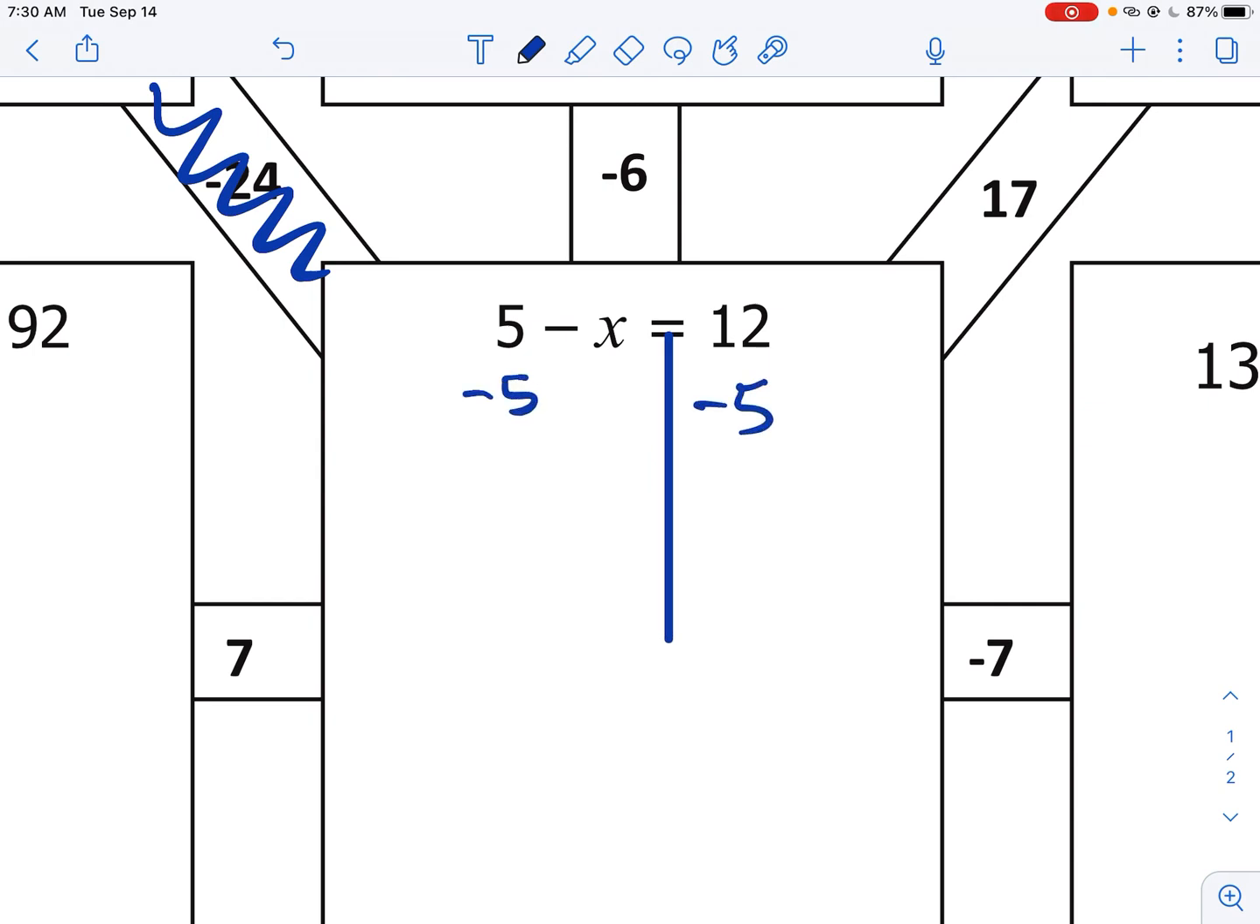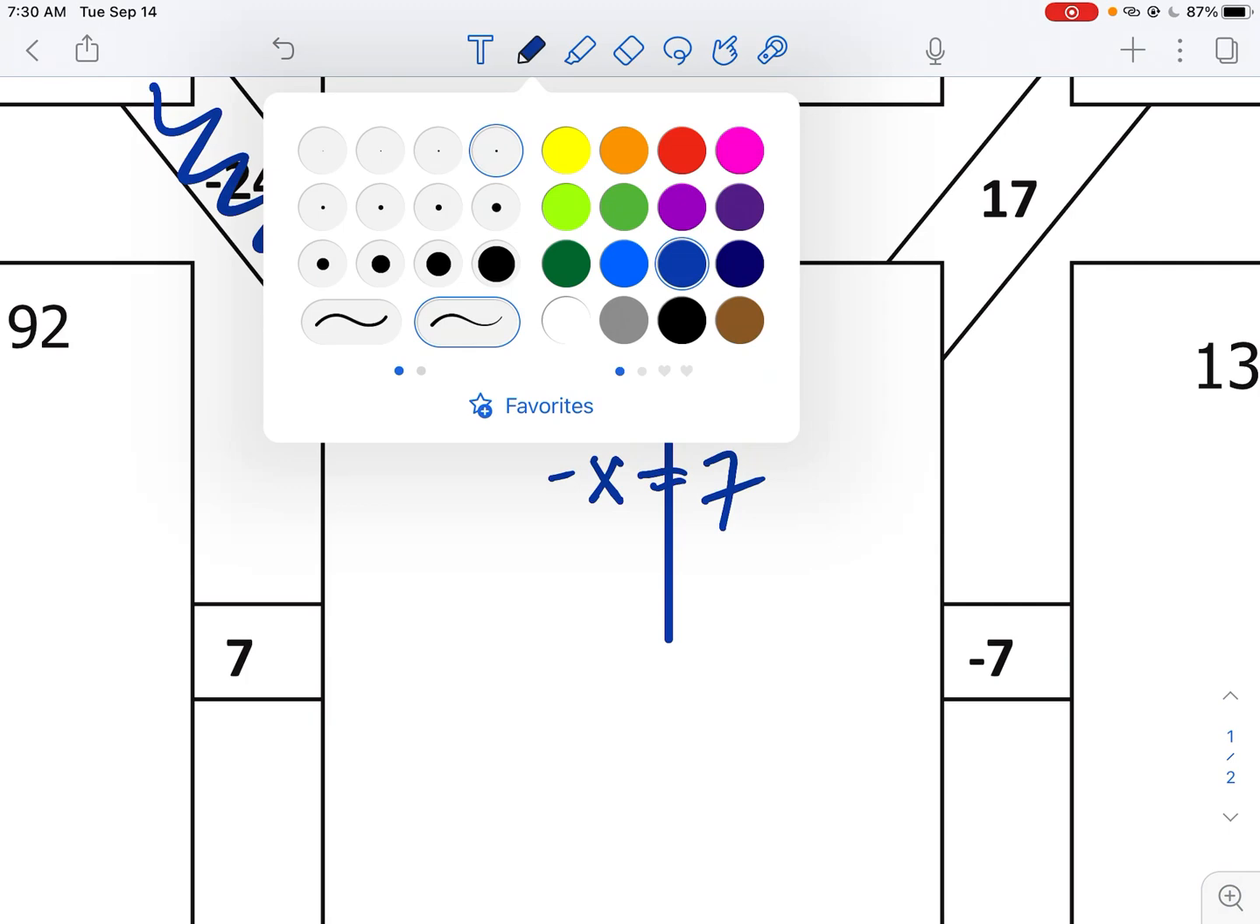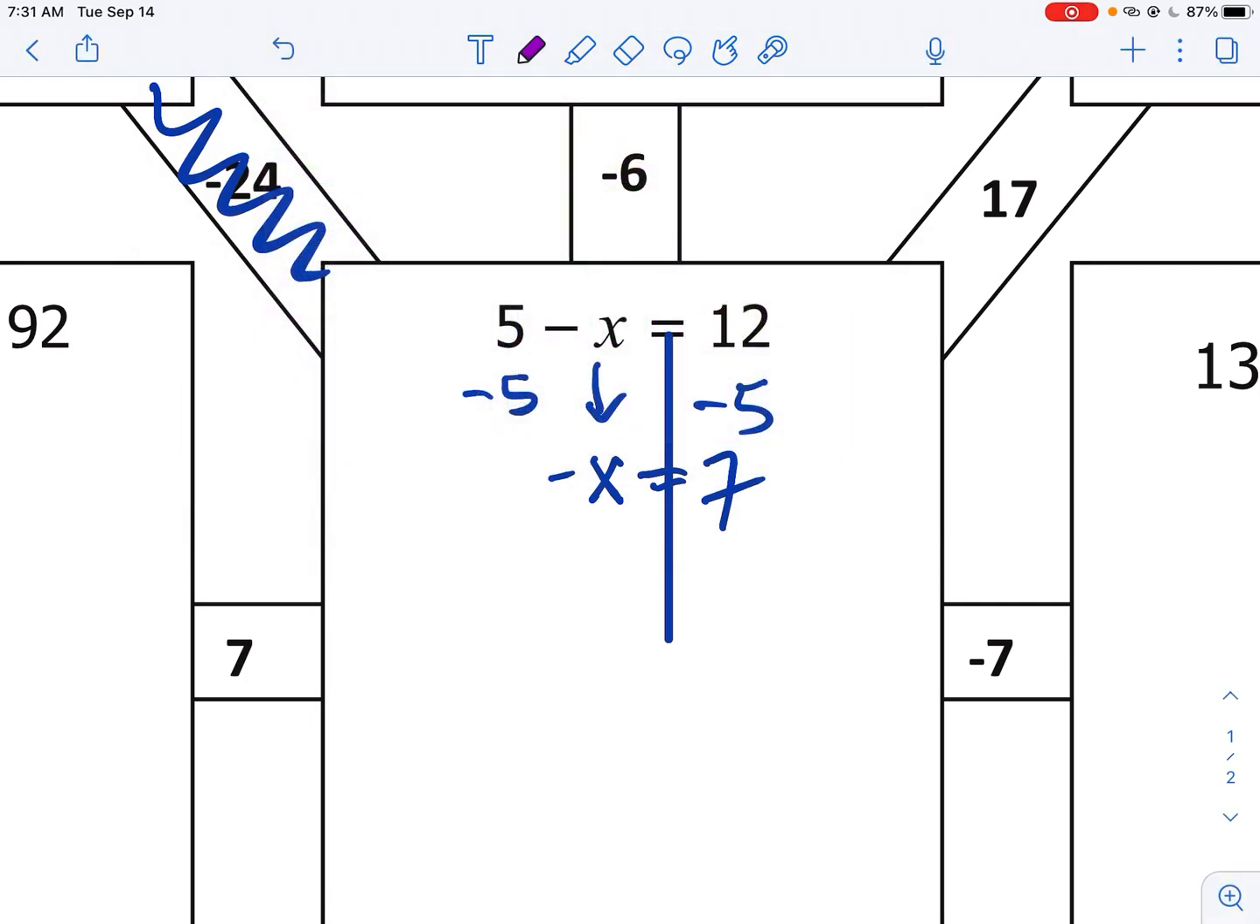Ooh, I can already see where some of you are going to say, I don't get this. Make sure you bring down not just the x, but the negative. Do not say that x equals 7. If you were to plug in x equals 7 to this, look at what would happen. 5 minus 7 equals 12. That would be negative 2 equals 12. That doesn't make any sense.